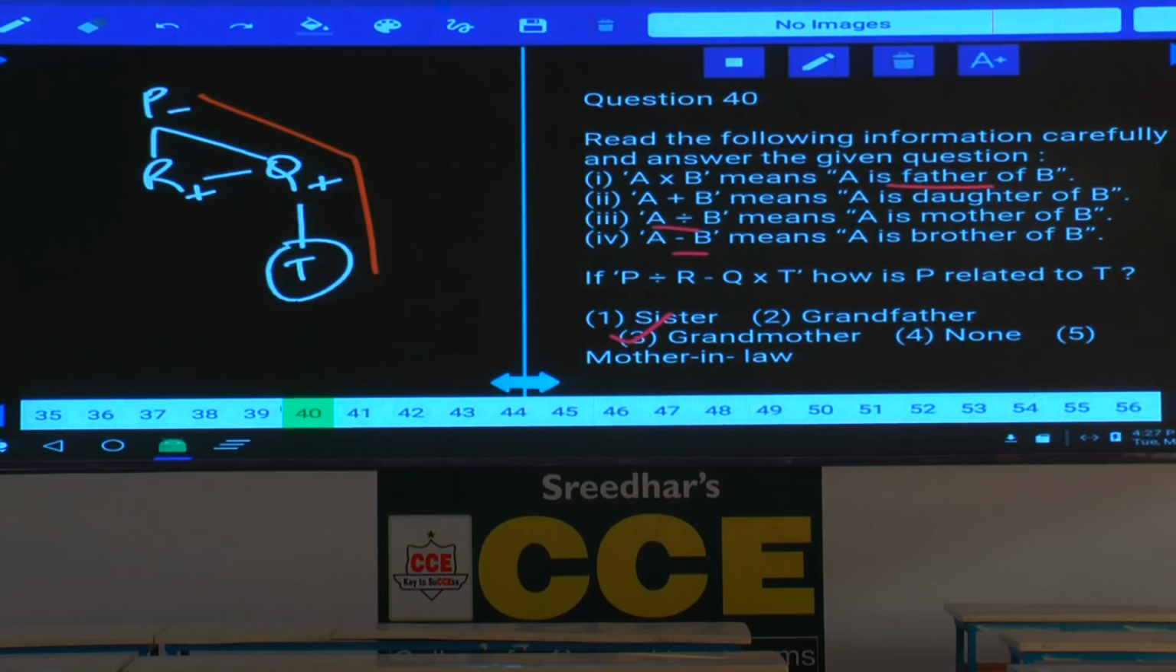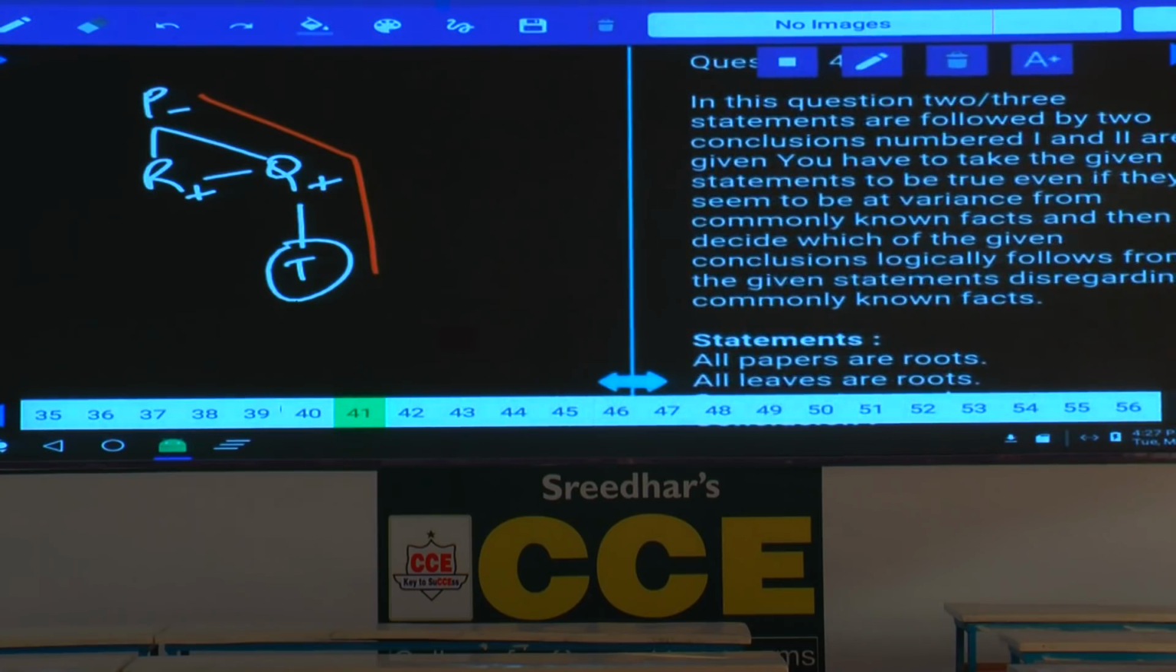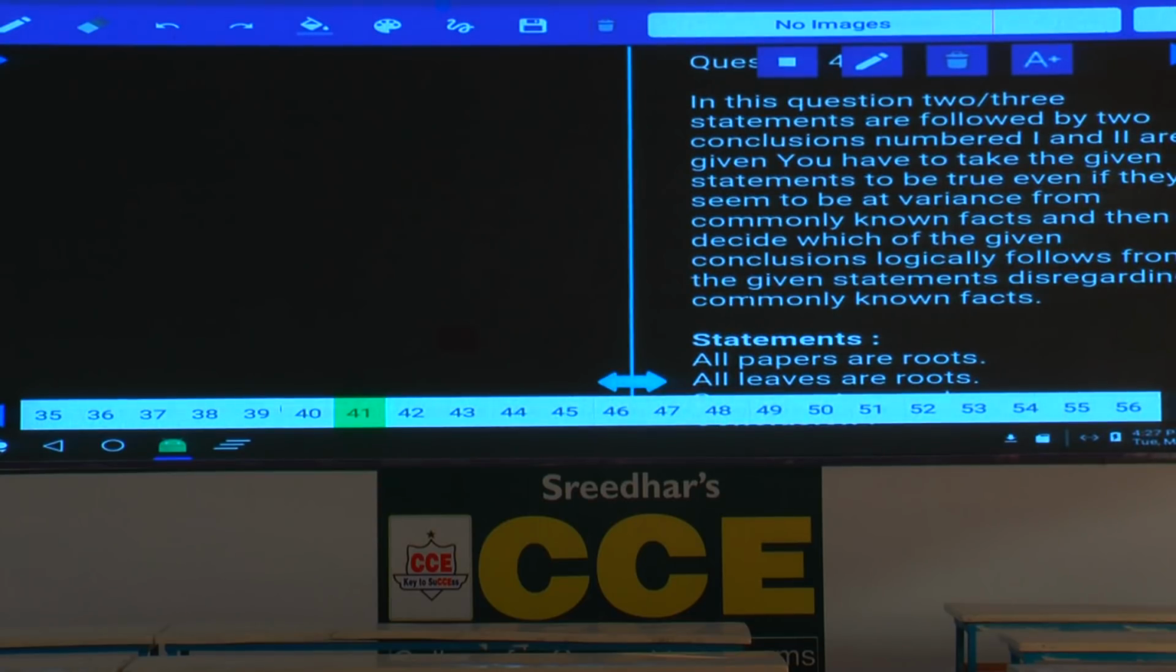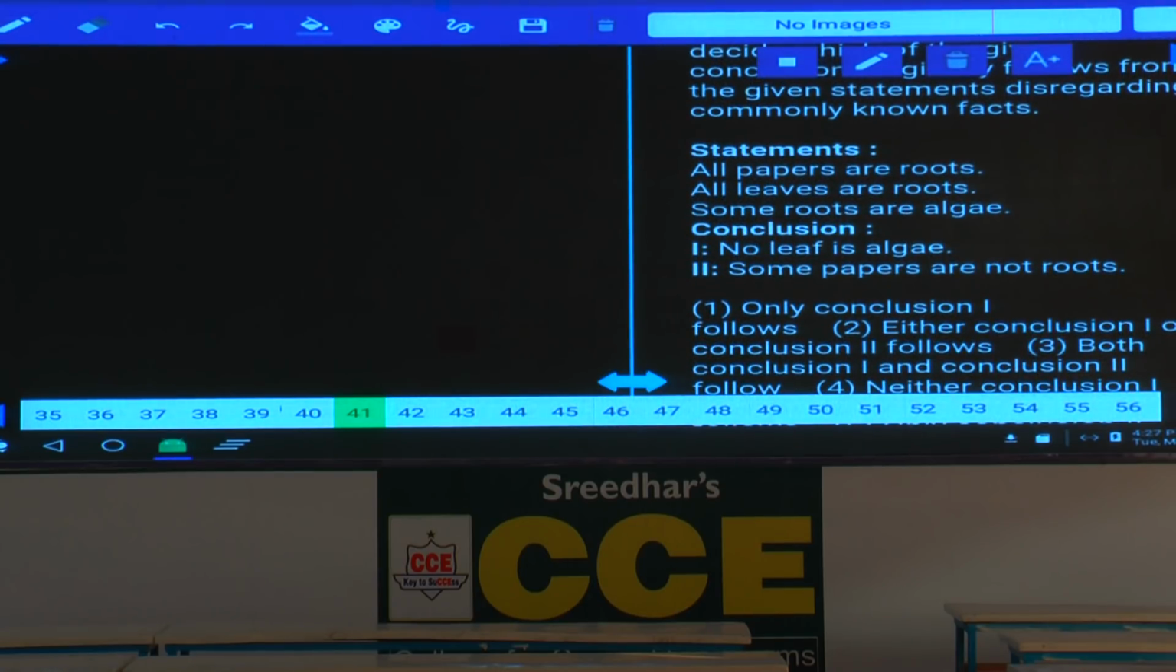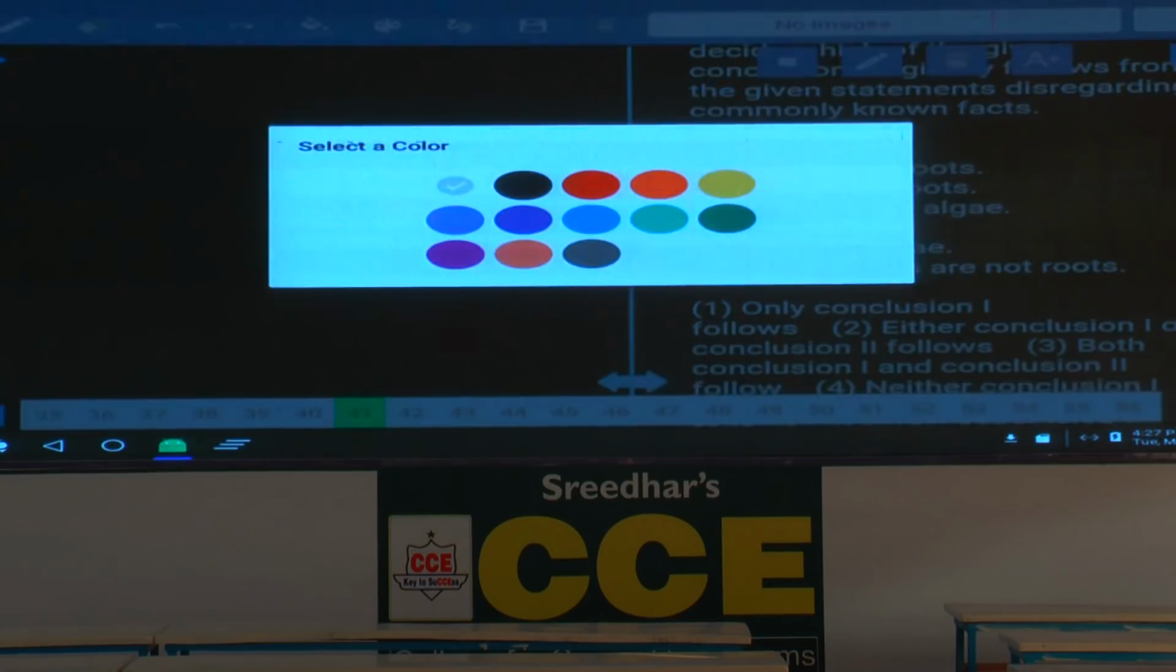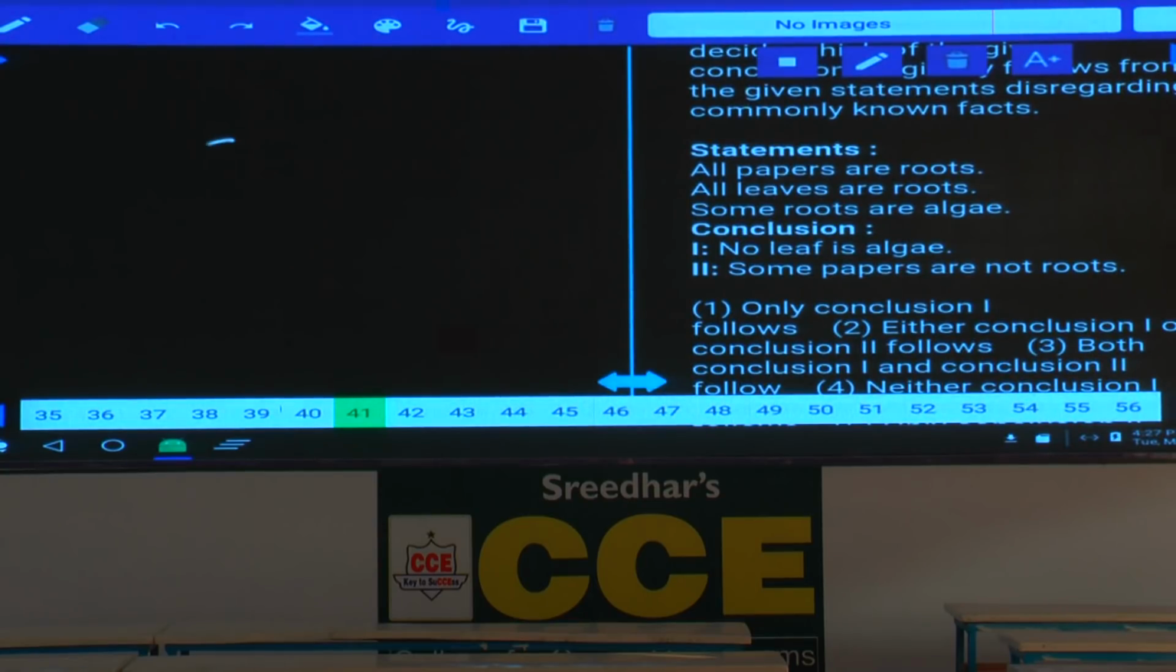Done? Then question numbers 41 to 45. Now these question numbers 41 to 45 are based on syllogisms. And how many statements are there? There are 3 statements followed by 2 conclusions. Now the first one, all the papers are roots. All papers are roots can be written like this. And all leaves are roots. Tell me how to represent this one. All these papers as well as leaves.